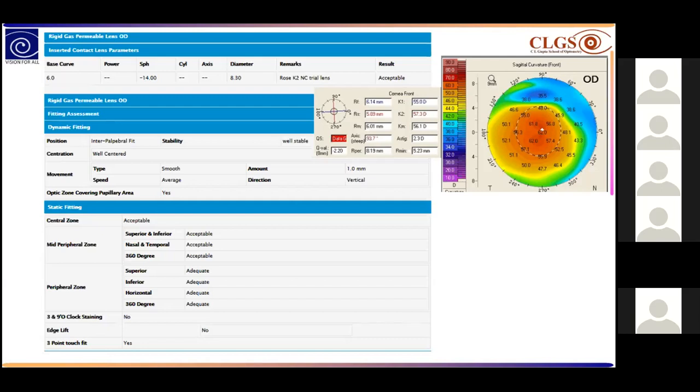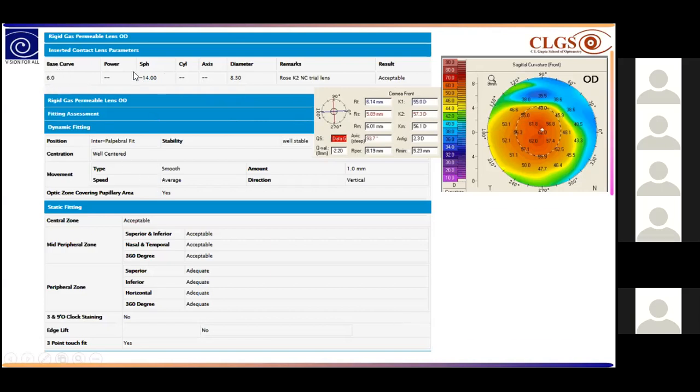As this is a nipple cone, we have selected trial lenses from the Rose K2 NC trial set. In the nipple cone, you basically have to choose a smaller diameter, because the maximum cone is located in the center of the cornea, so that requires a smaller diameter. We have selected this base curve with 8.3 diameter, and the power will be given depending on the base curve we choose.